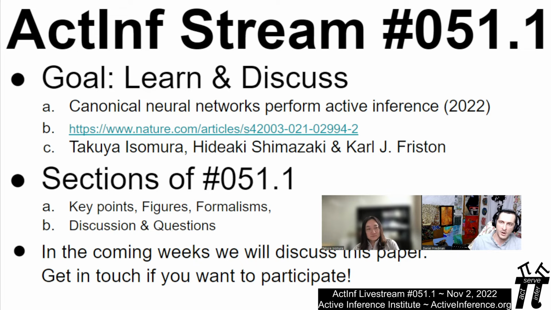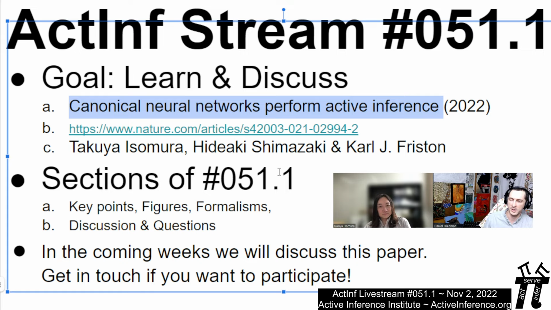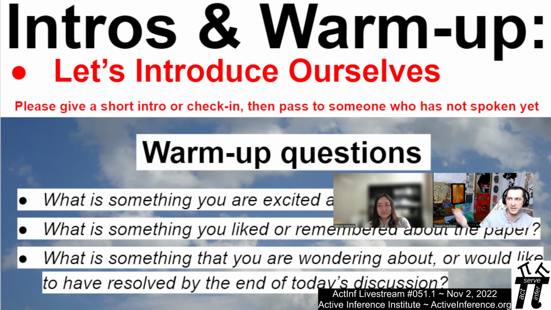All right, we're in ActInf stream number 51.1 and having our first non-solo discussion on this paper, Canonical Neural Networks Perform Active Inference. And really appreciative, Takuya, that you've joined today. It's going to be a great discussion. We'll begin with introductions. I'll say hello, and then please just jump in however you'd like, and we can start by setting some context. So I'm Daniel.